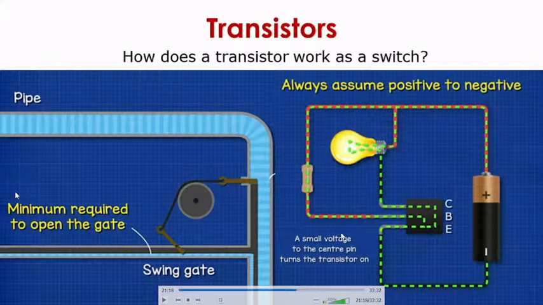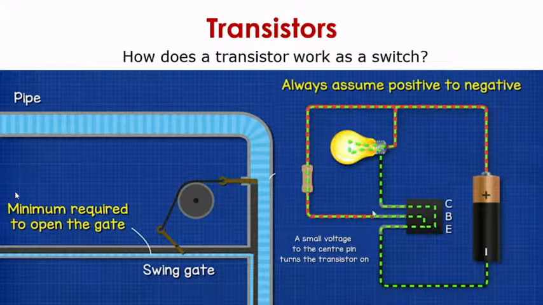So likewise in electronic connections in a transistor, the base needs to have a minimum value of current. So this resistor basically needs to have minimum current. Only then current will flow from C to E, that is collector pin to emitter pin. So it works exactly like this pipe mechanism. This is just for your understanding.